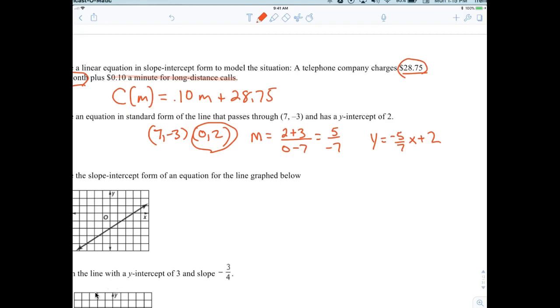But we need it in standard form, so I'm not allowed to have fractions. Does everybody agree I multiply everything through by 7? When I do that, that becomes 7y equals negative 5x plus 14, right? And then I move the x over, right? So 5x plus 7y equals 14.